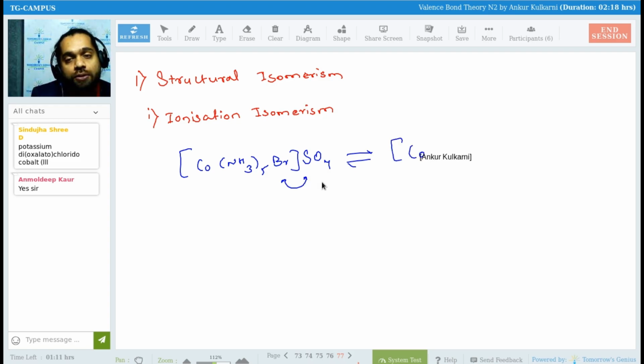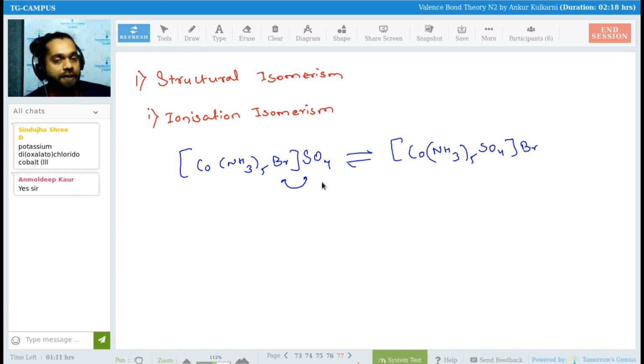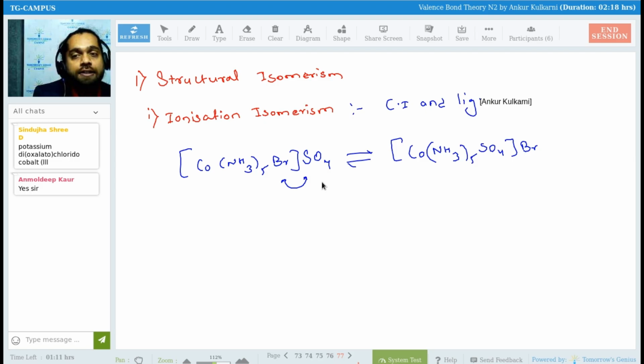So what I have is [Co(NH3)5SO4]Br. Whenever the counter ion and ligand are exchanged, we call it ionization isomerism. Are you getting it, everyone?